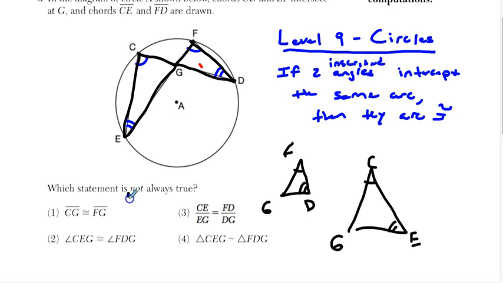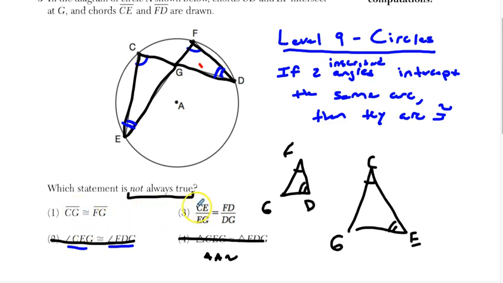Well, now let's see if we can answer these questions. So which one is not always true? Well, one, it tells me the triangles are similar, and we already proved this is true because of angle-angle similarity. So let's get this out of here. We know that's true. We also proved the angle CEG is congruent to FDG. And CEG is right here, that's this angle. And FDG is right here. Remember, they intercept the same arc. So this one's also out. We proved this.